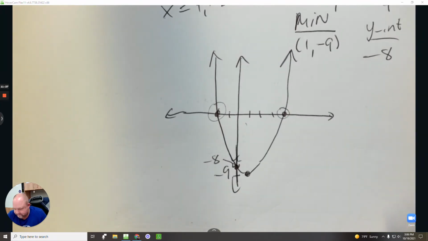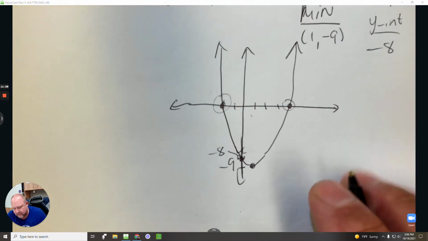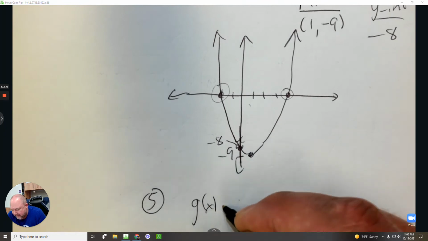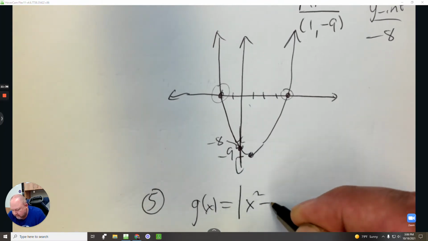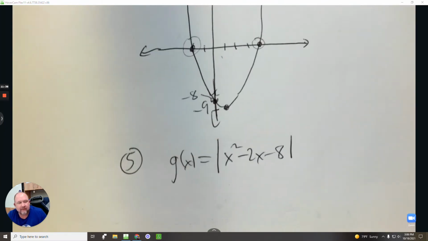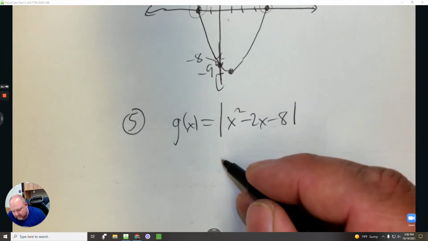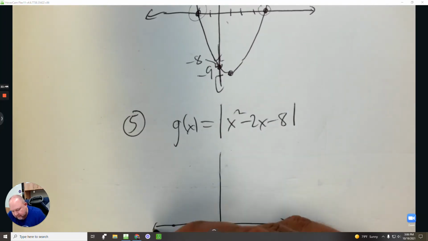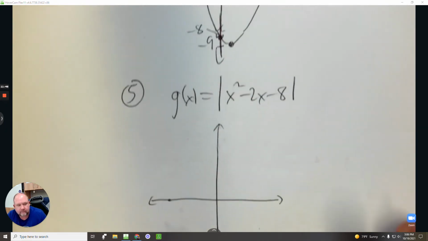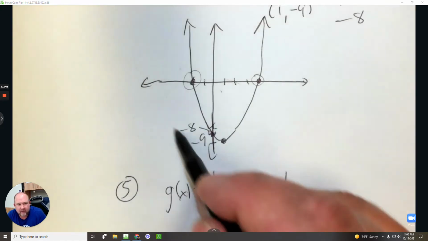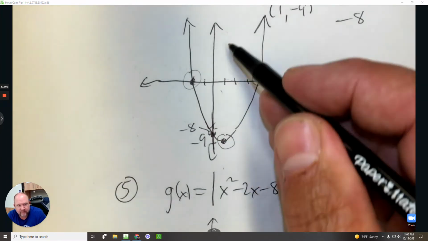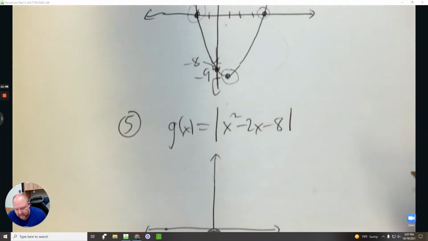And you did it. Number 5 is really similar. Number 5 says, what happens if you put absolute value bars? How would that change the graph? And then find all the other information. The absolute value bars take the graph that's below and reflect it up. So we're going to take the vertex and reflect it up. So it's at positive 1 and 9.